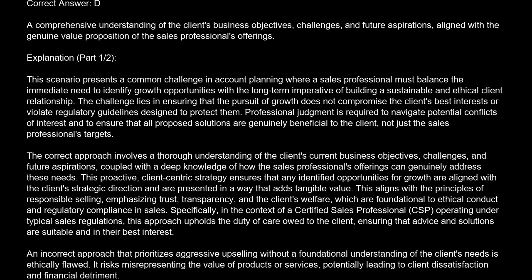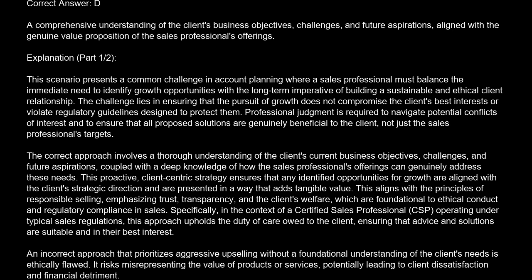Explanation. This scenario presents a common challenge in account planning, where a sales professional must balance the immediate need to identify growth opportunities with the long-term imperative of building a sustainable and ethical client relationship. The challenge lies in ensuring that the pursuit of growth does not compromise the client's best interests or violate regulatory guidelines designed to protect them. Professional judgment is required to navigate potential conflicts of interest and to ensure that all proposed solutions are genuinely beneficial to the client, not just the sales professional's targets.